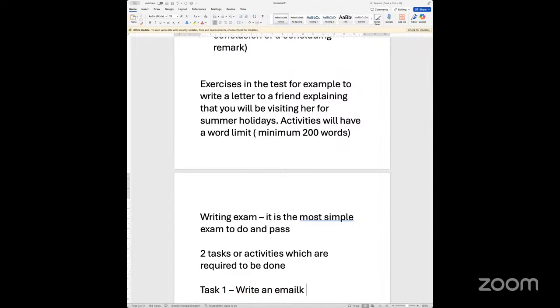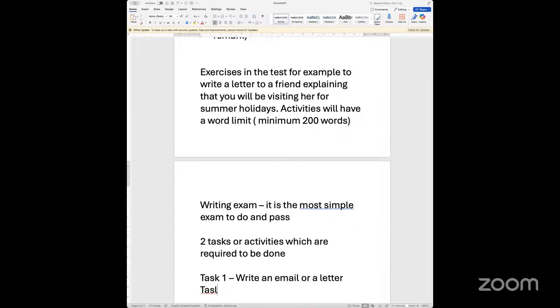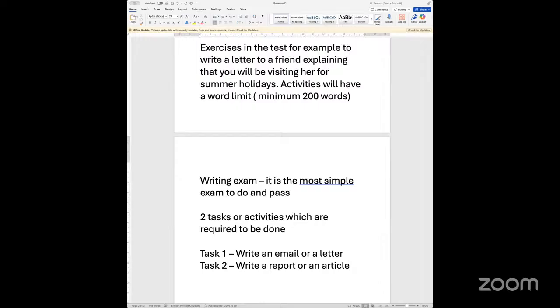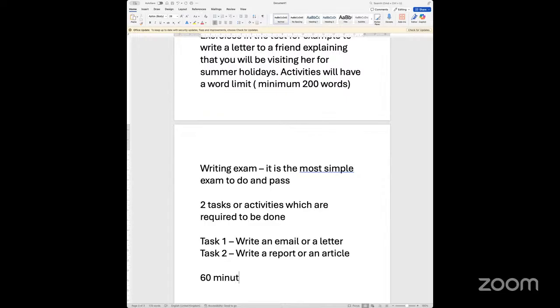Task one normally tends to be write an email or a letter. And task two tends to be write a report or an article. Now, when you are faced with that exam, the 60-minute exam or 1 hour exam, you will only get two tasks. Task one, which could be either write an email or a letter. They will not be both. And the task two will be either write a report or an article.